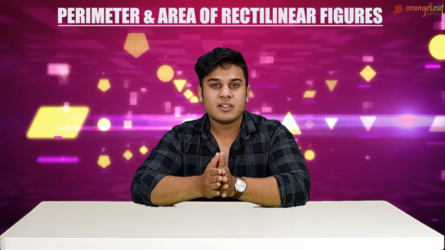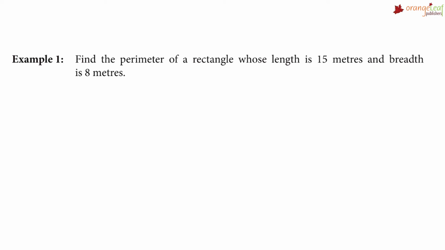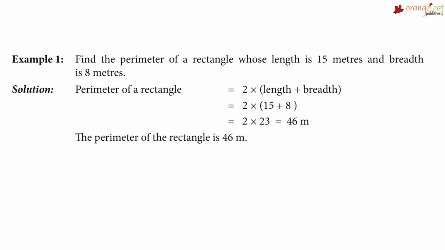To understand this better, have a look at some examples. Now, let's find the perimeter of a rectangle whose length is 15 meters and breadth is 8 meters. Now we know the formula of the perimeter of a rectangle is 2 into (length plus breadth), which equals 2 into (15 plus 8), which equals 2 into 23, which equals 46. So the perimeter of the rectangle is 46 meters.